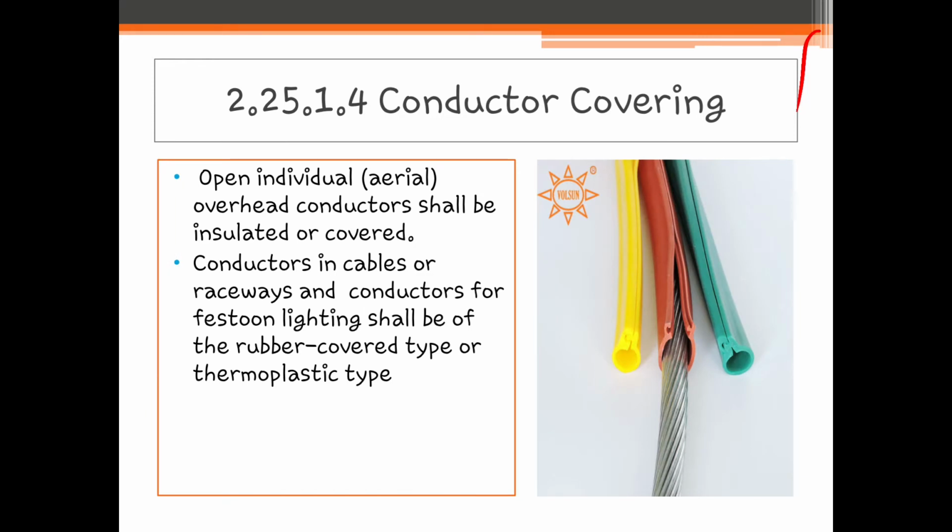Next is 2.25.1.4 conductor coverage. Open individual or aerial overhead conductors shall be insulated or covered within 3,000 mm of any building or structure other than supporting poles or towers.